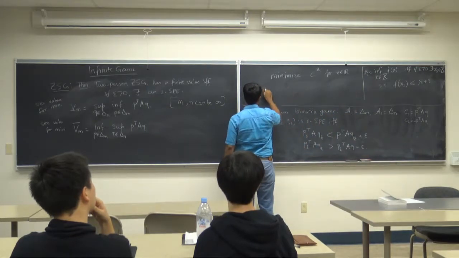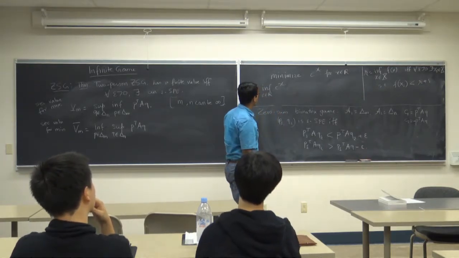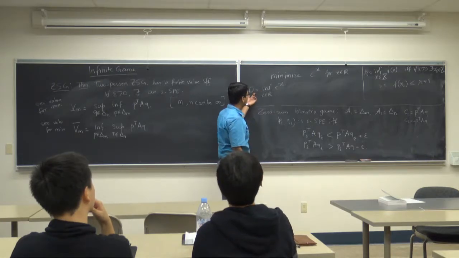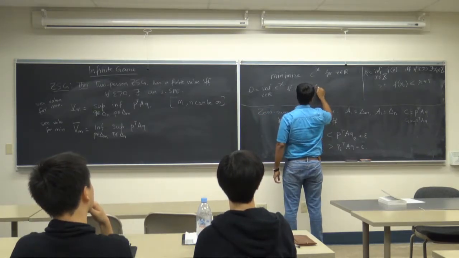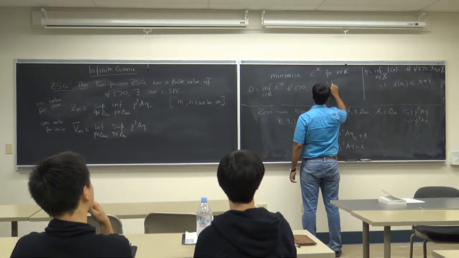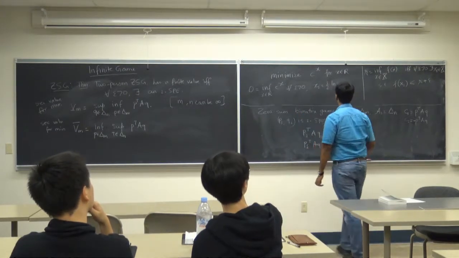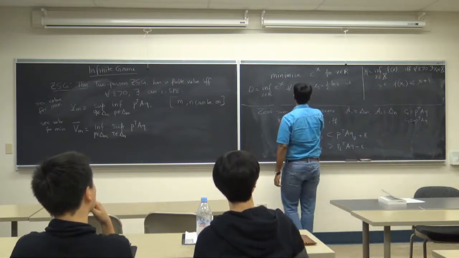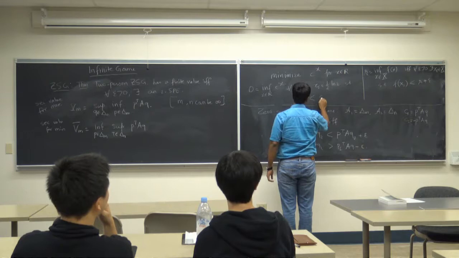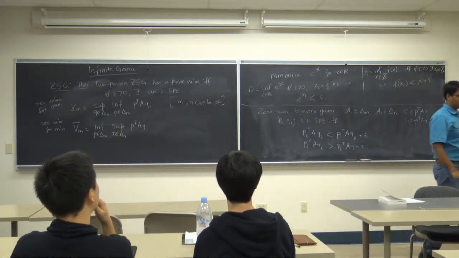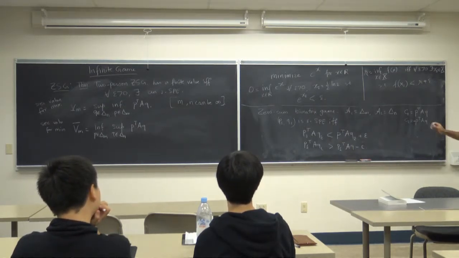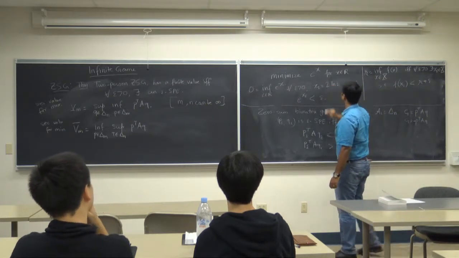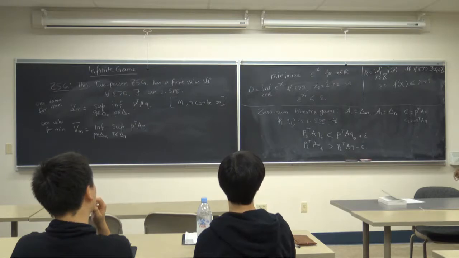So let's say, what is the infimum of e raised to x for x in R? 0. Okay, why am I claiming 0? Because for every epsilon greater than 0, I can define x epsilon to be 2 log epsilon, such that e raised to x epsilon is less than epsilon. So this is the natural log.